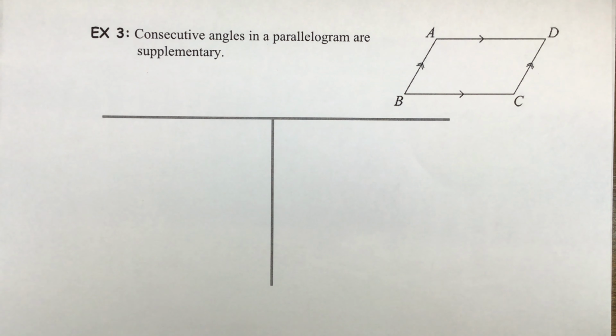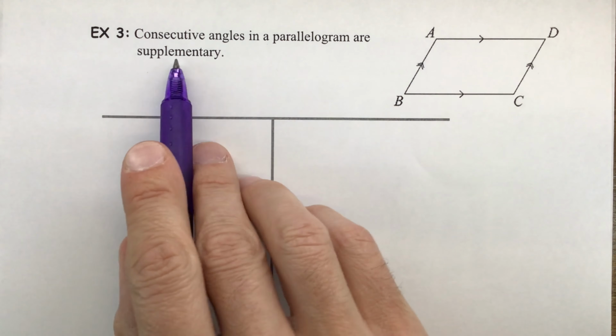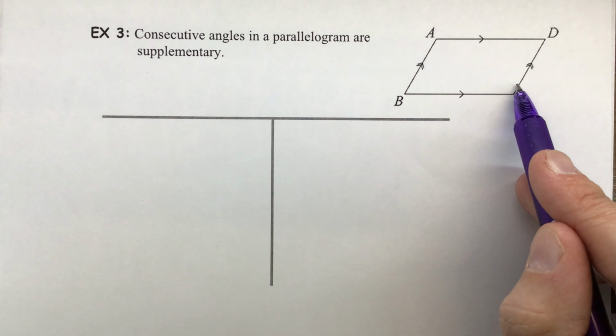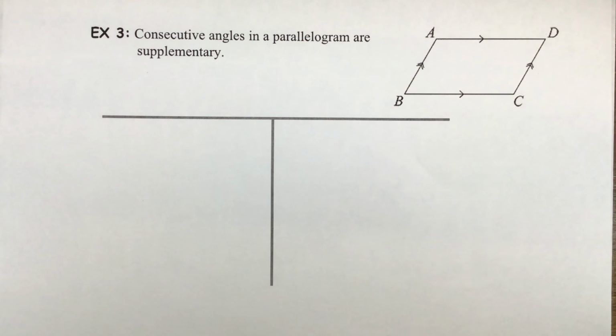For example 3, we're going to prove that consecutive angles of a parallelogram are supplementary. All right, so we actually have 4 different pairs of angles that we can look at. Consecutive angles are going to be back-to-back, so we could look at A and D together as 180, supplementary. You could look at D and C, you could look at C and B, you can even look at A and B together.